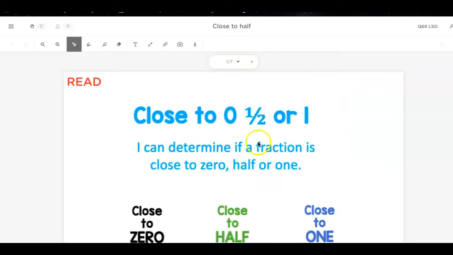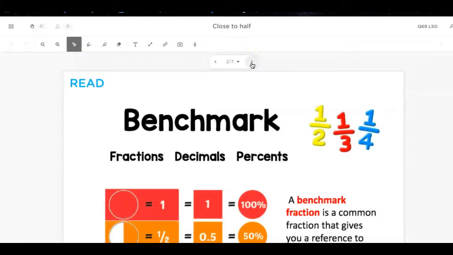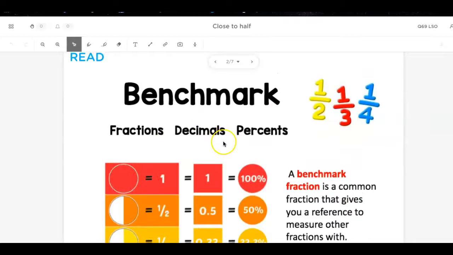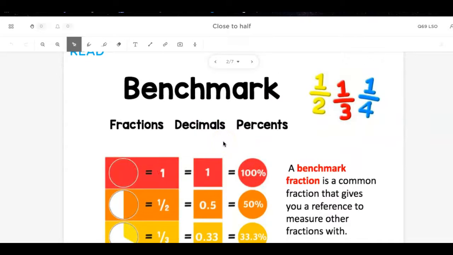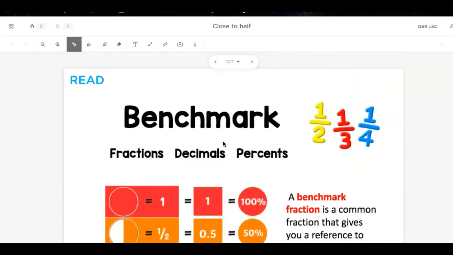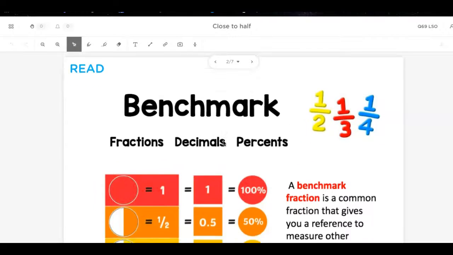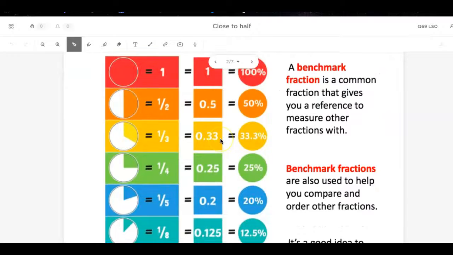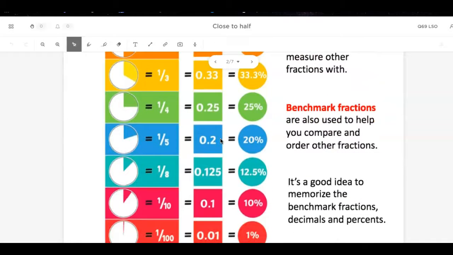All right, so that's the first page, and then you're going to click up here to go to the next page. You're just looking at that page. This is another read page, so you don't actually have to write anything on here. This is talking about benchmark fractions. Benchmark fractions, decimals, and percents are really important fractions and decimals that we've pretty much been working on for years, like half and fourth and whole.